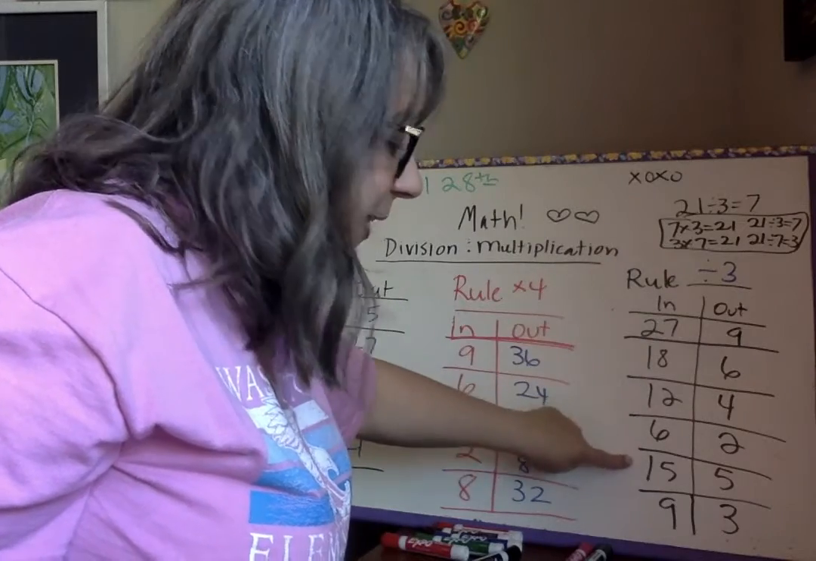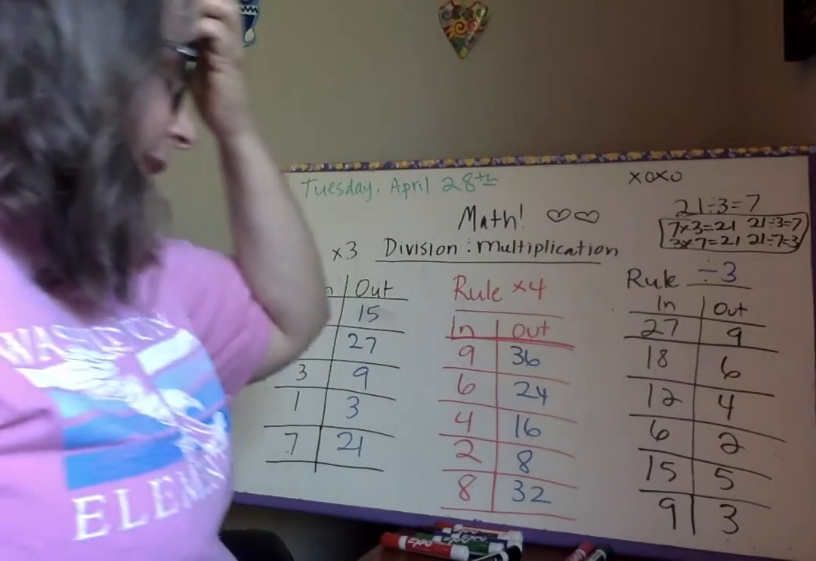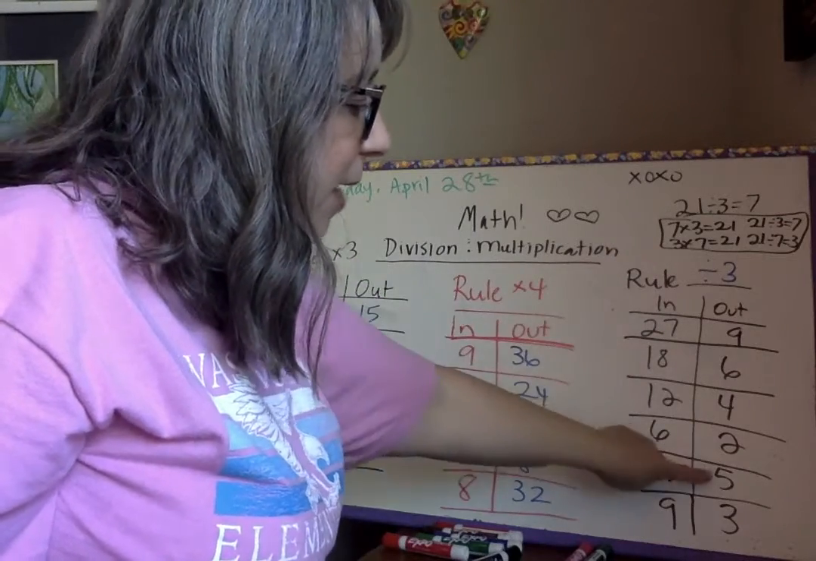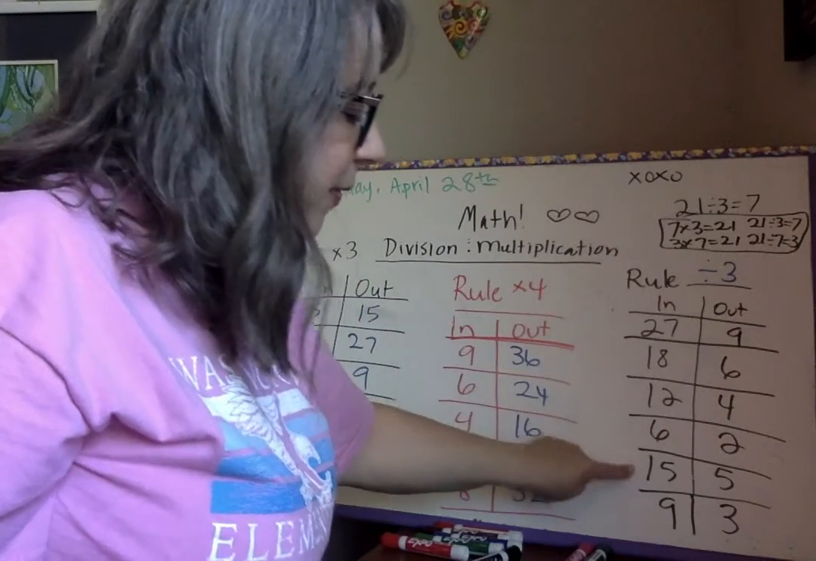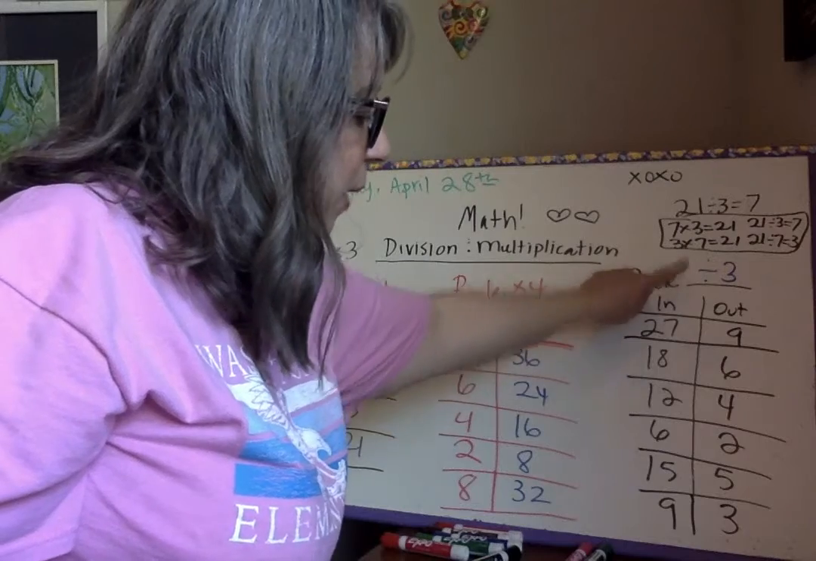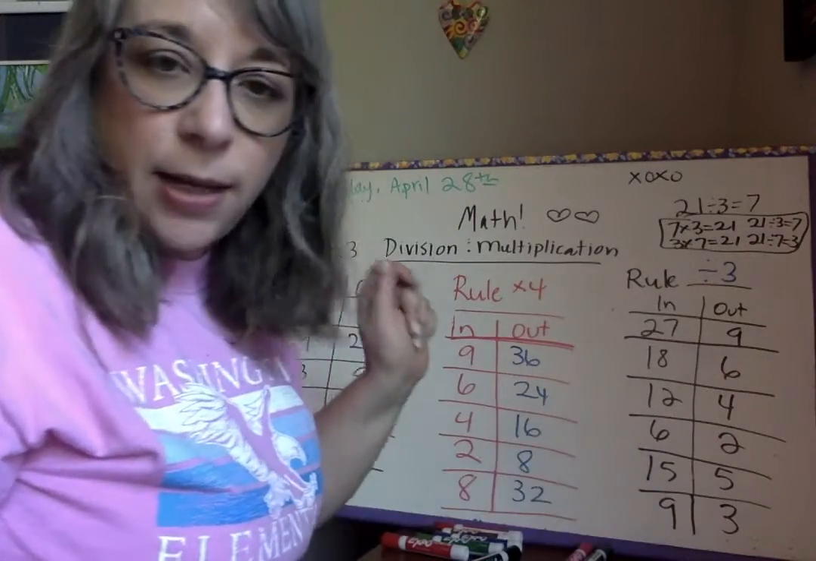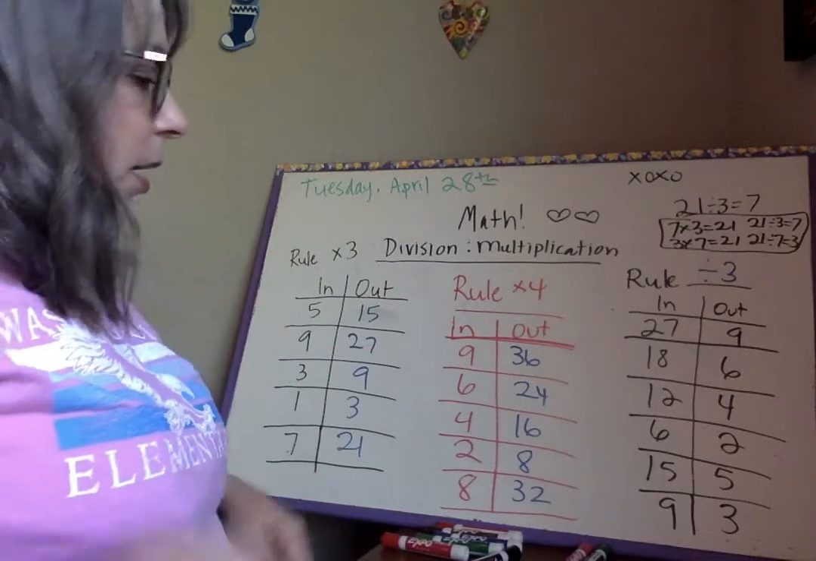3 can go into 15 5 times. Maybe that's the best way to say it. 3 can go into 15 5 times, because we know 3 times 5 is 15. And we know that 3 can go into 9 3 times, because 3 times 3 is 9. Okay?